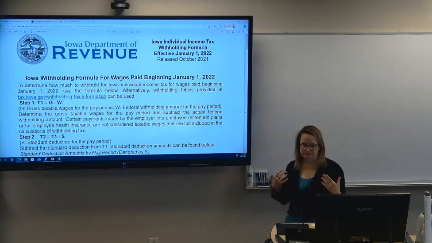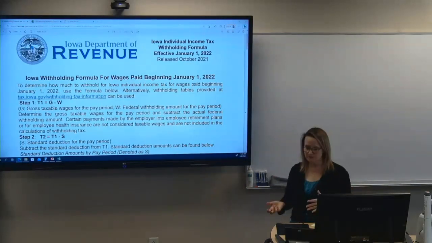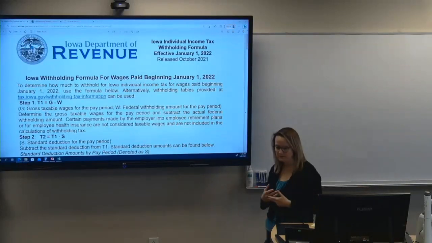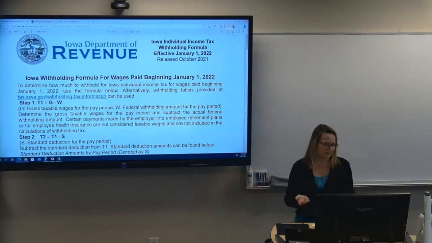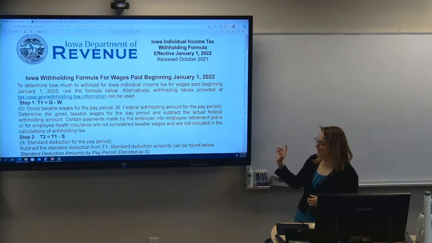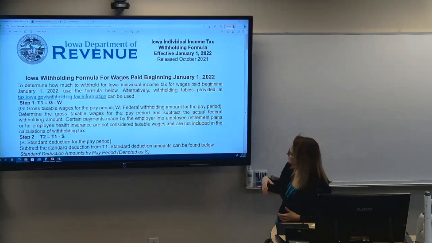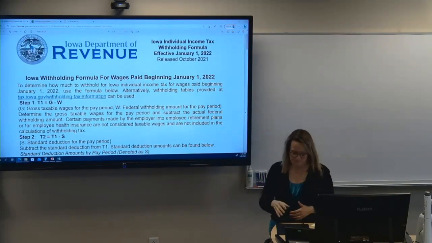We have tables that are used. We have a wage bracket method and we have a percentage method for Iowa. Same restrictions would be on the wage bracket method, that the table's only going to go up so far. Iowa does still have these, they call them allowances. I think they still call them allowances.